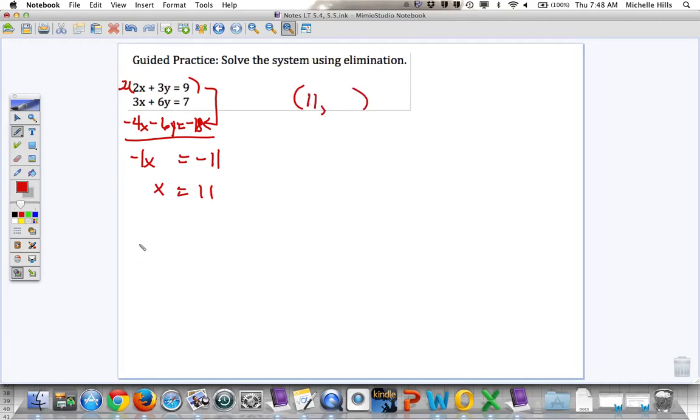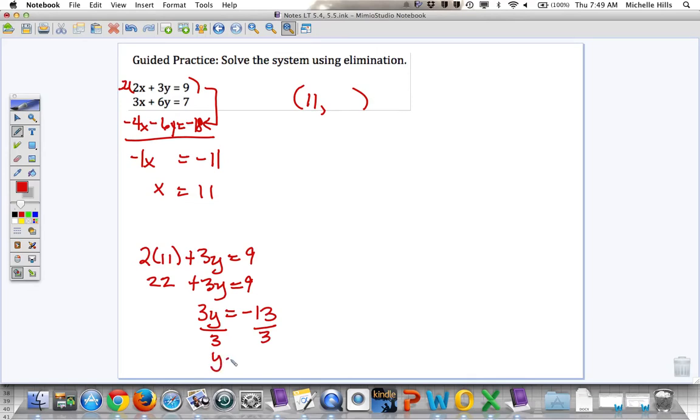So I'm going to go back to my first equation because it looks easier. 2 times 11 plus 3y equals 9. So 22 plus 3y equals 9. Subtracting 22 from both sides gives me 3y equals negative 13. Now, when I divide both sides by 3, I get a decimal that goes on forever. So I need to convert that to a fraction, and a mixed number in this case, negative 4 and 1/3. So y is negative 4 and 1/3.